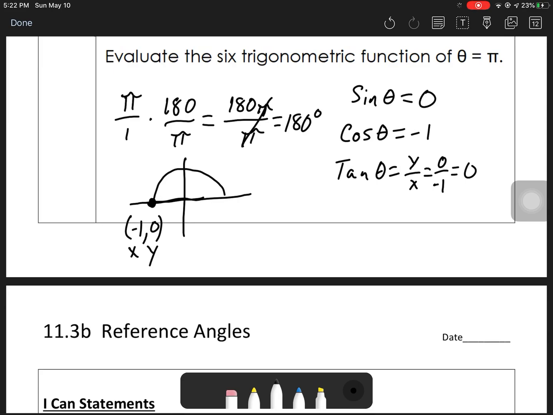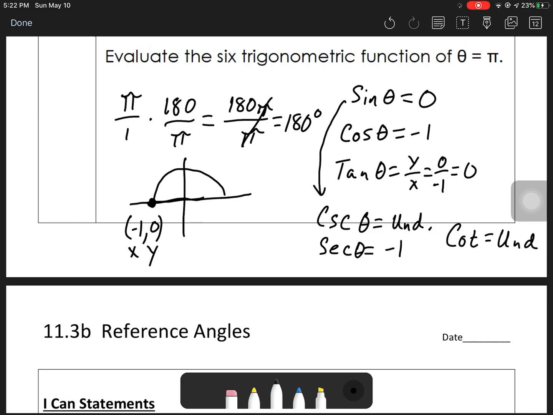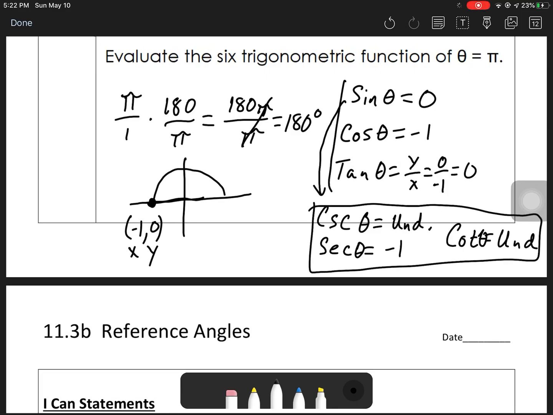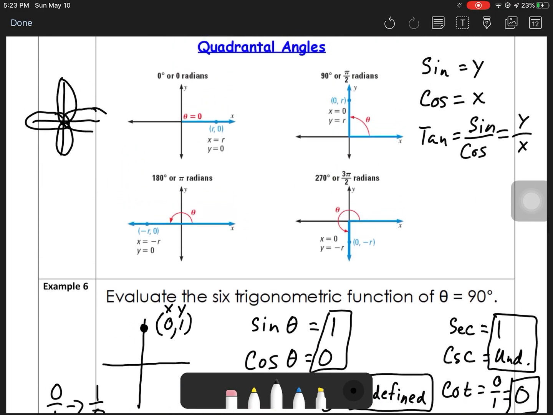So we have those. So now off to the side here, I'm just going to do them down below, I apologize. Cosecant, the reciprocal of 0 is undefined, because then 0 goes to the bottom. The reciprocal of negative 1 is still negative 1. And then the reciprocal of cotangent, which was 0, 0 over negative 1. Remember, the reciprocal of 0 is undefined. So now we have the 6 trig functions there. Okay.